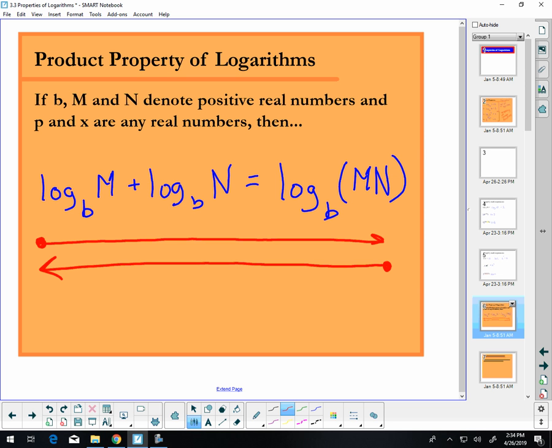And this should look like the exponent property where we would say if I have like bases being multiplied, I would add the exponents. So we've got that idea of multiplying like bases with adding the exponents, and that's where it relates there. So that's the product property of logarithms.